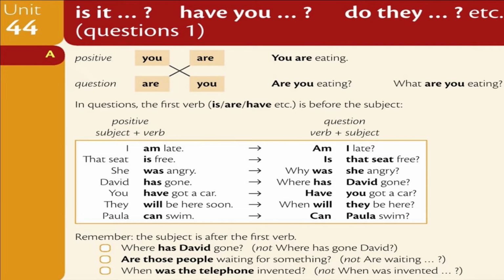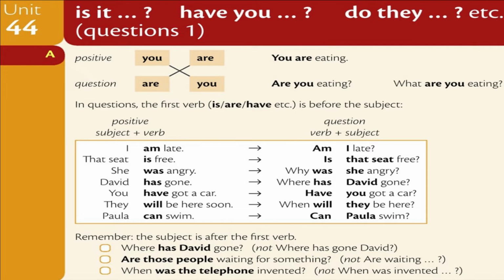Positive, subject plus verb: I am late. In question: am I late? That seat is free. Is that seat free? She was angry. Why was she angry? David has gone. Where has David gone?